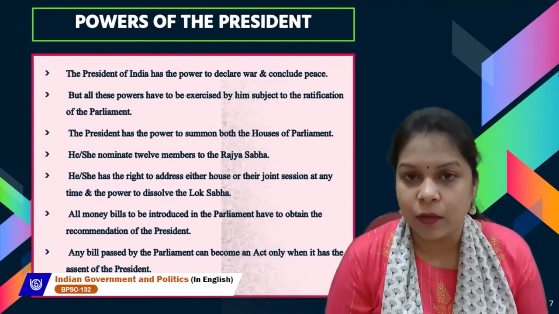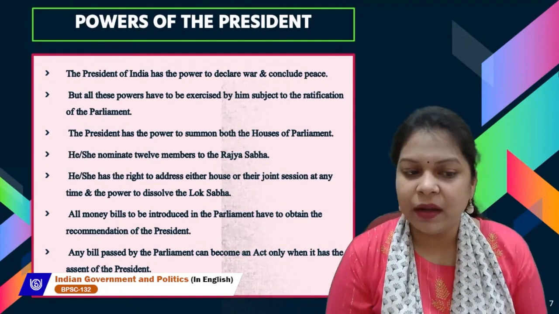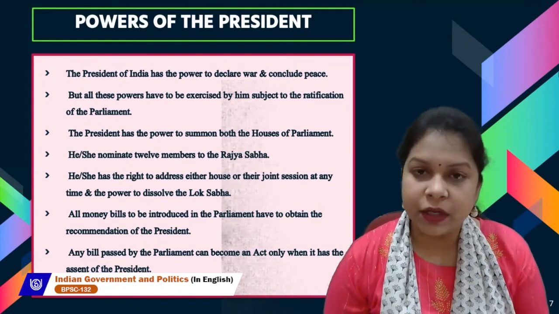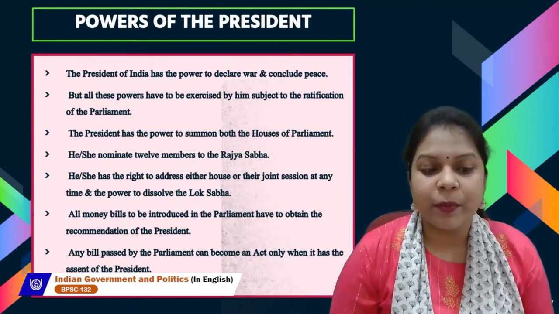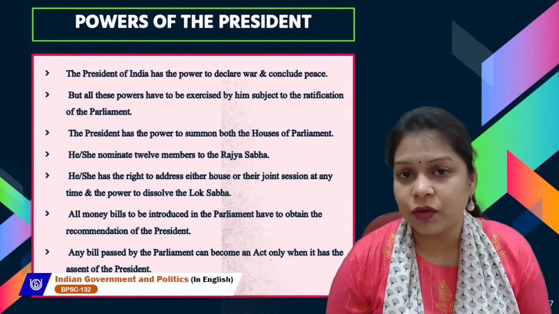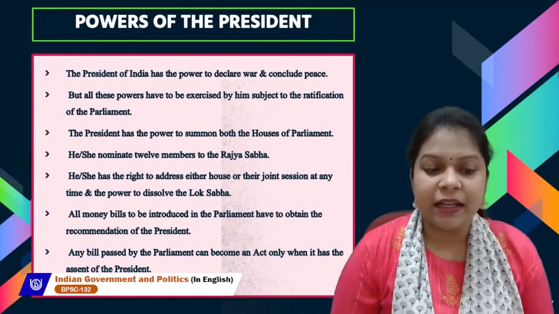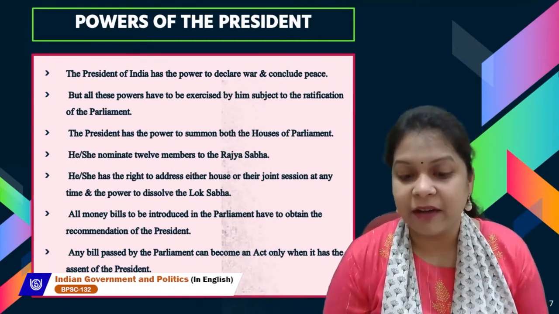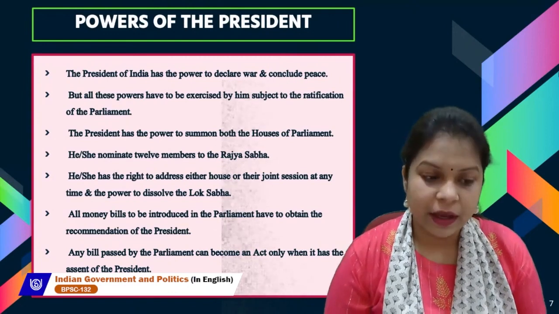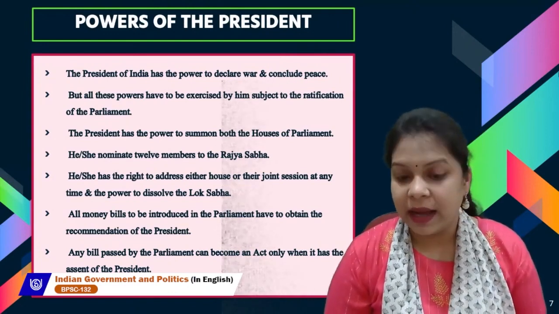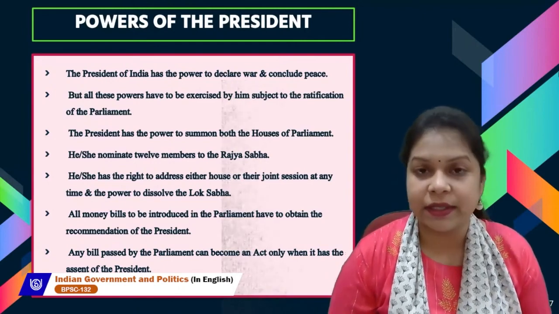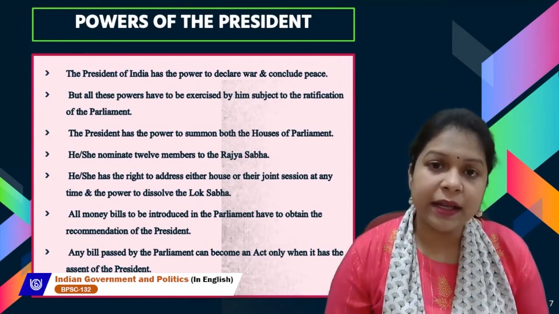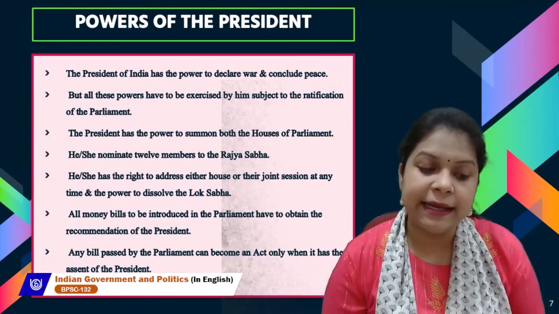The President has the power to summon both houses of Parliament. The next power of the President is that he or she nominates 12 members to the Rajya Sabha. Also, the President has the right to address either house or their joint session at any time, and the power to dissolve the Lok Sabha. All money bills to be introduced in the Parliament have to obtain the recommendation of the President. Any bill passed by the Parliament can become an act only when it has the assent of the President. So whatever bill is discussed in the Parliament, it can become a law or an act only after the signing by the President.